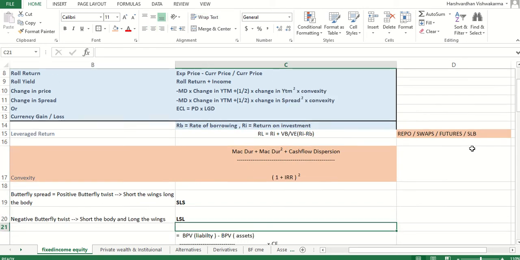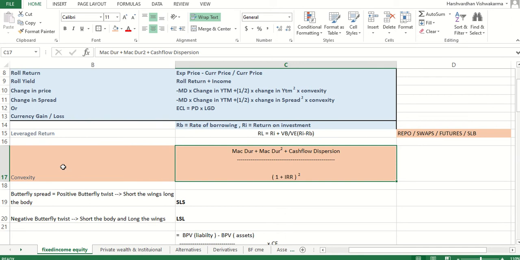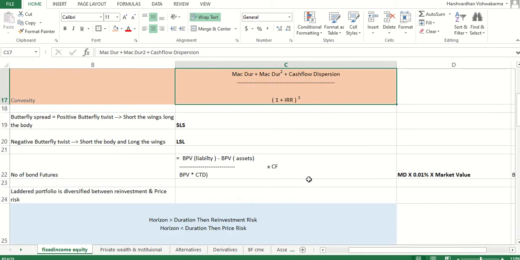Convexity, over here we have highlighted this to make you understand that convexity can be computed as the sum of Macaulay duration plus the square of Macaulay duration plus the cash flow dispersion, divided by 1 plus IRR. Now over here you can see if the cash flow dispersion is more, the convexity will be more, right? We have read this across the entire subject, so I'm not going to repeat that part. Cash flow dispersion is more, convexity is more. You can make it out from this formula.